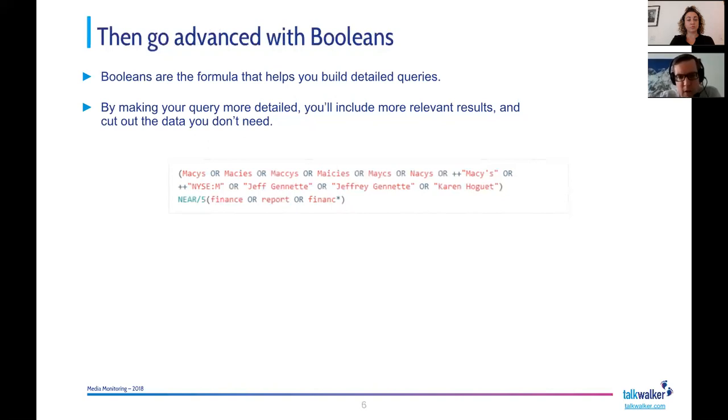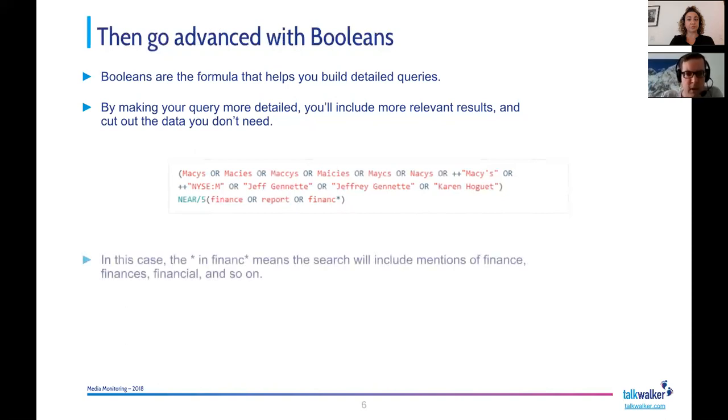And I've also used the NEAR/5 Boolean, which will find mentions of, in this case, finance or reports near my other keywords. So I can start getting an idea of where the conversation is happening and really narrow it down. You'll also notice the asterisk at the end of Financ. That will help find any related words to finance. So finance, finances, financial, anything like that. It speeds up the process and means you can make sure you're not missing the words that are related to your topic.